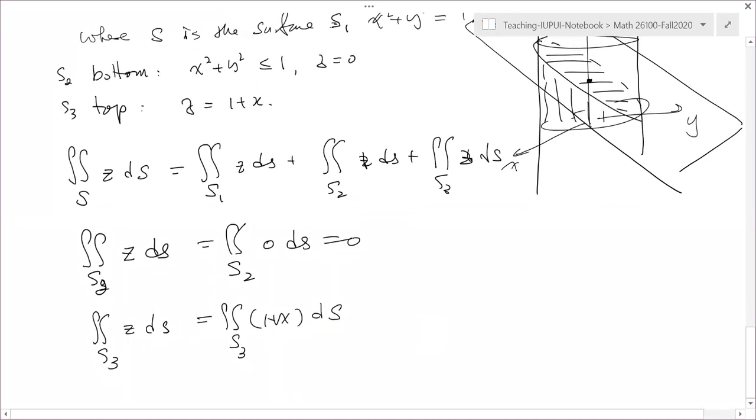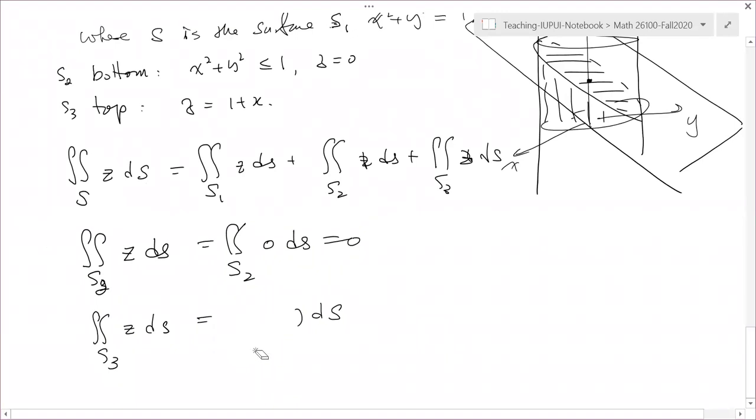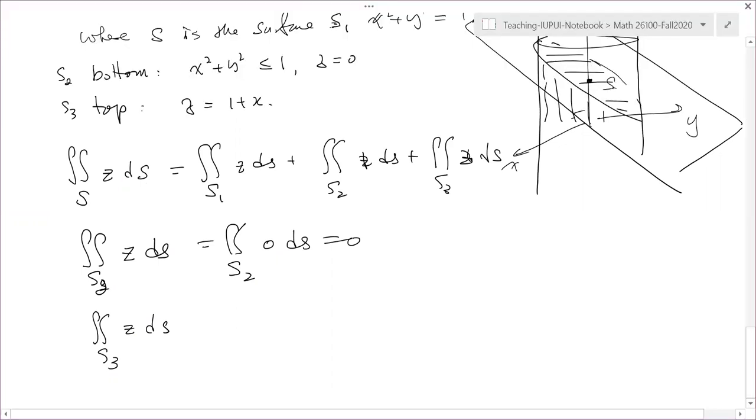Yeah, it doesn't matter. You just put a z there. Eventually you will change it, right? So what I want to do is look at the surface integral over the Z. Over S3, it's a plane. So what do you have to do? You have to find the parametrization for the plane.